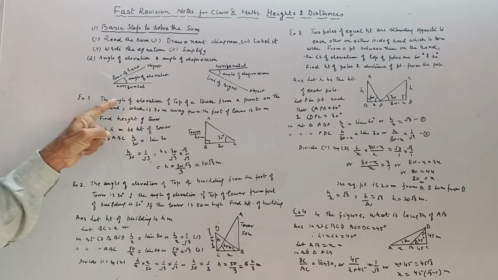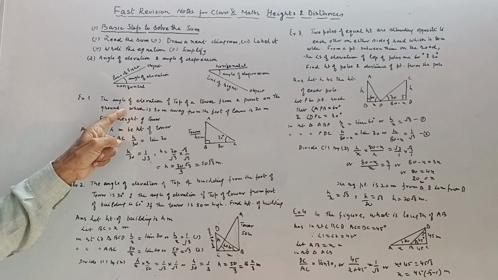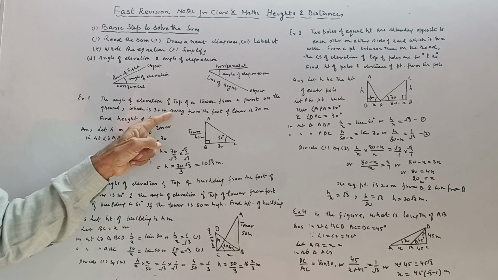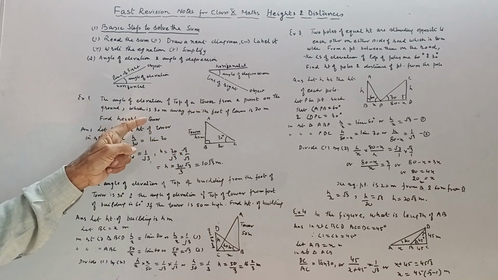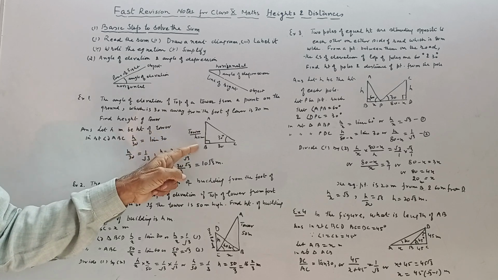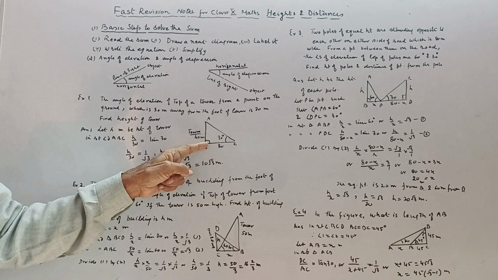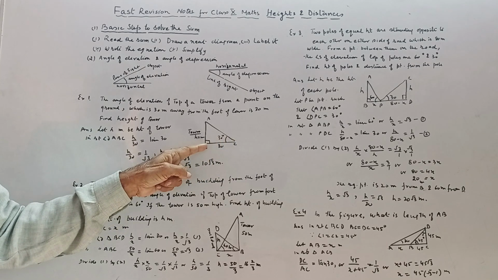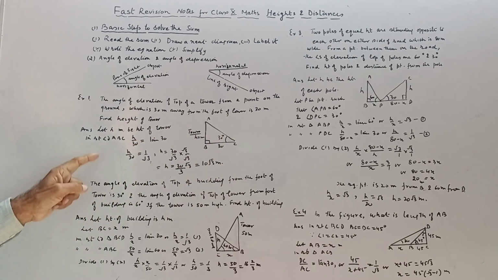Example 1. The angle of elevation of top of tower from a point on the ground which is 30 meter away from the foot of the tower is 30 degree. Find the height of the tower. Let h meter be the height of the tower. Here is the tower, and the given point is 30 meter away from the foot of the tower. Angle of elevation 30 degree.